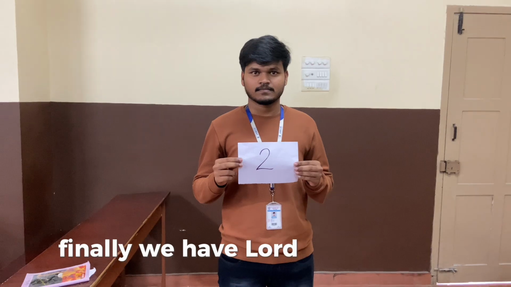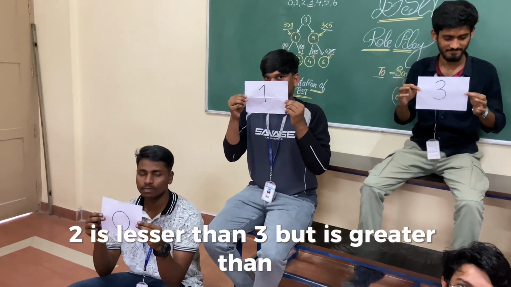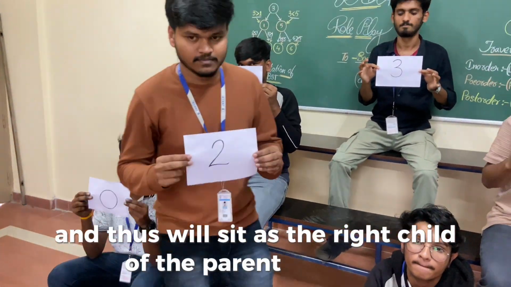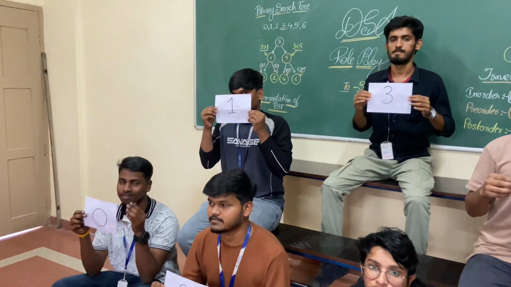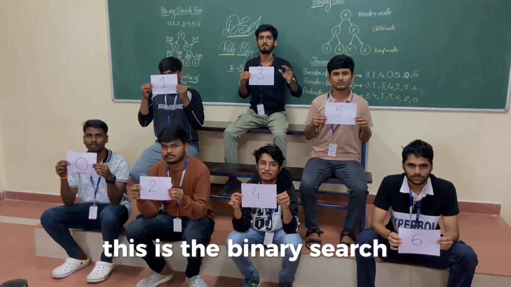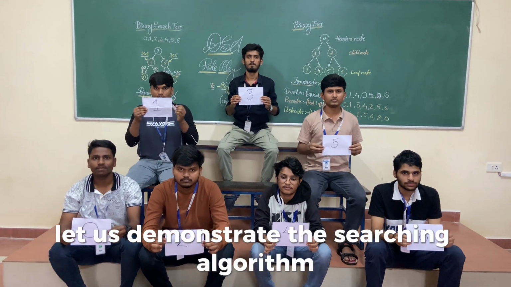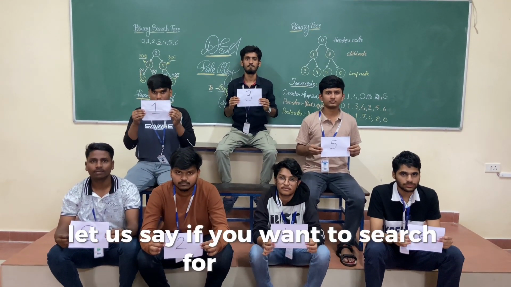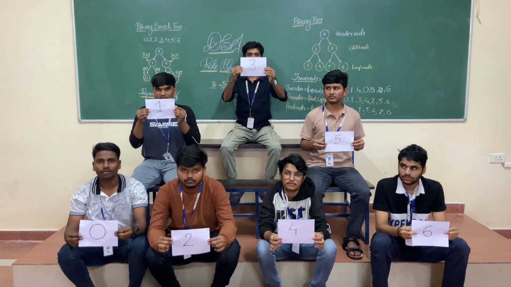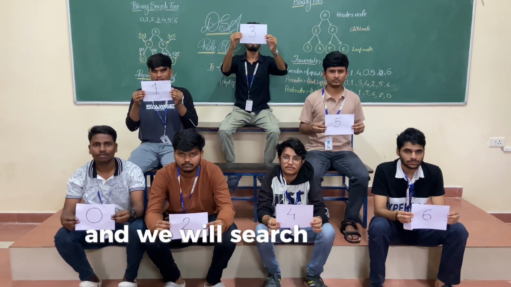Finally, we have node number 2. 2 is lesser than 3 but is greater than 1, and thus will sit as the right child of the parent node 1. This is the binary search tree. Let us demonstrate the searching algorithm. Let us say we want to search for the number 4. We will start with the root node, which is 3. Now we know that 4 is greater than 3, and we will search the right subtree.